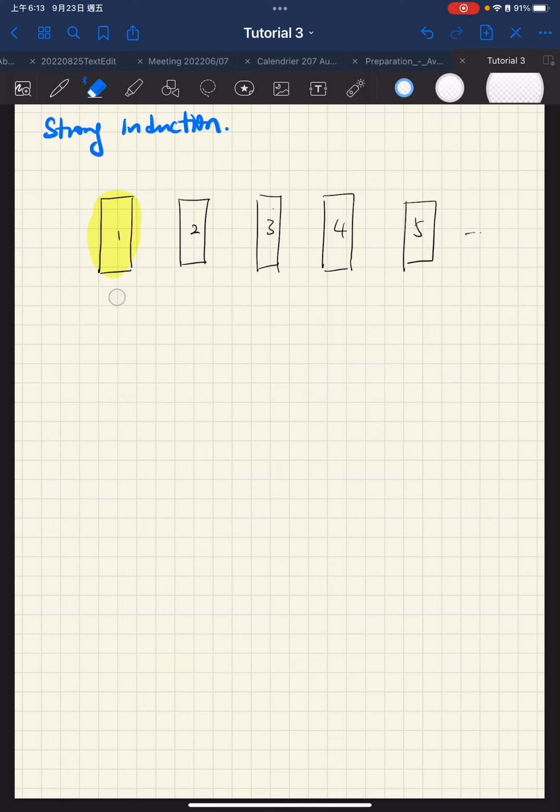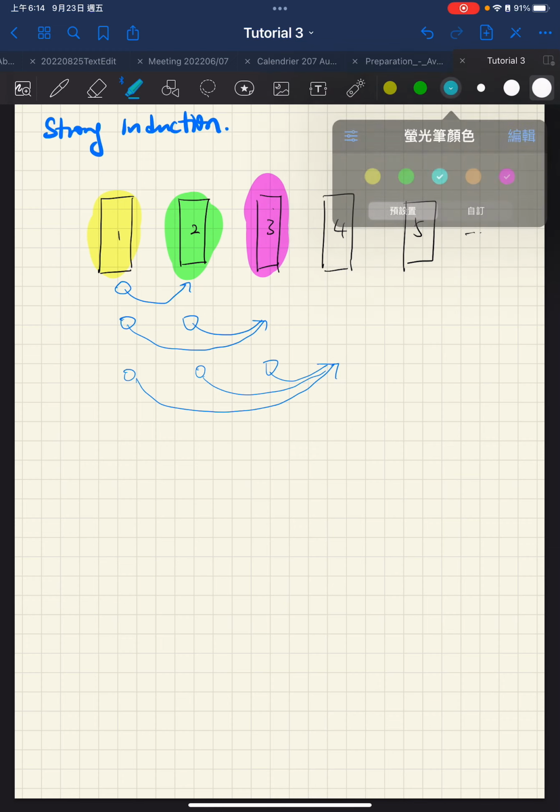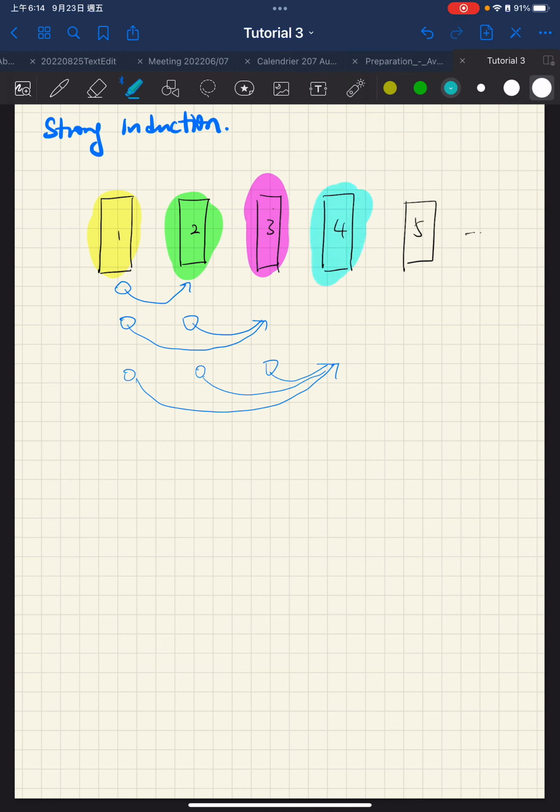Strong induction is a little bit different. Our inductive step is as follows. If 1 is true, then 2 is true. So it's the same, right? Now you have 1, 2 are true. Now the next inductive step is like this. If 1 and 2 are both true, it implies 3 is true. So now we have 3 is also true. Now we have 1, 2, and 3 are true. If 3 of them are true, then it implies the 4th is true, etc.